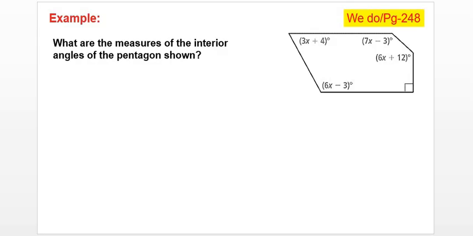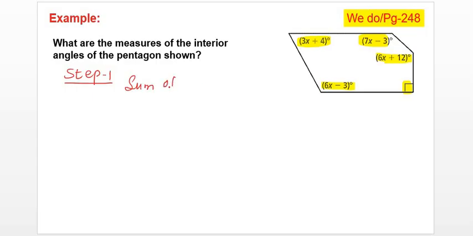It says, what are the measures of the interior angles of the pentagon shown? So they want us to find the measure of the interior angles. That means how much is the value for this angle, for this one, for this one. This one we already know is 90, and this one as well. So this is a two-step problem. In step 1, let's find the sum of all the interior angles, because x is involved in the interior angles. That means you have to add all of them and put it equal to the sum.